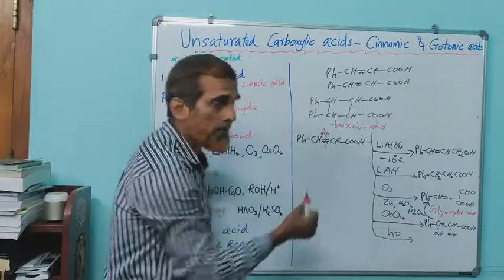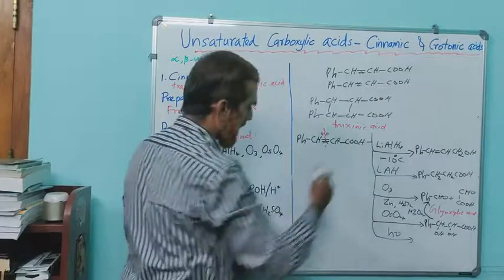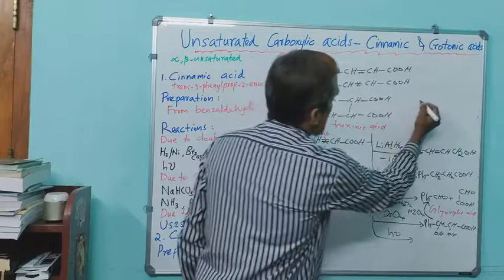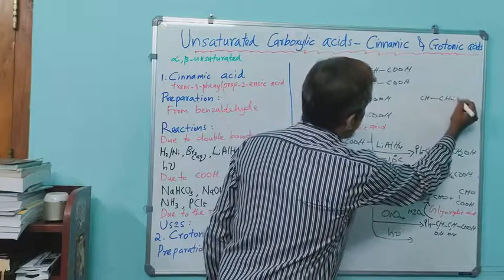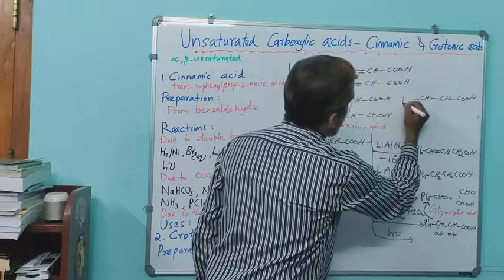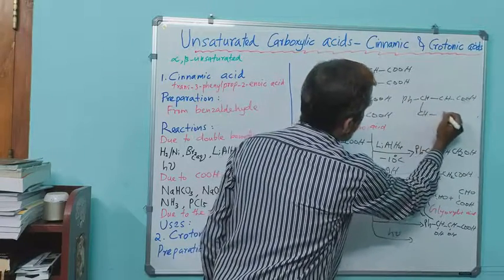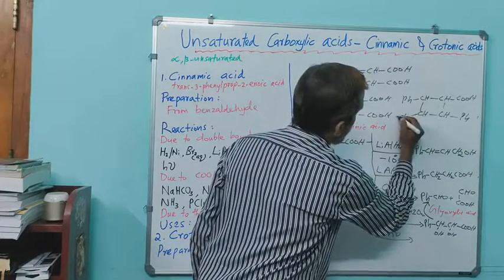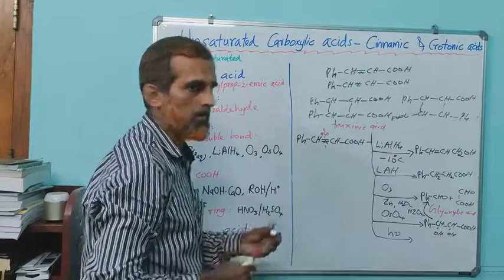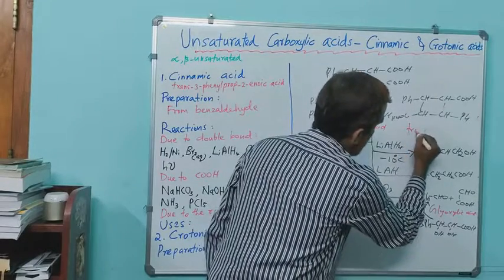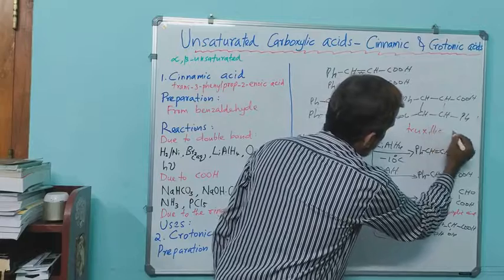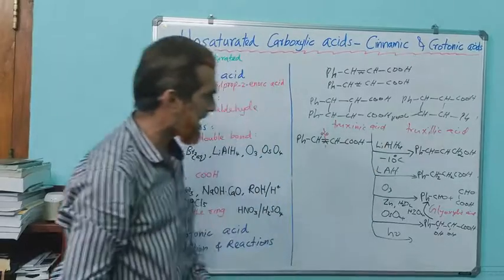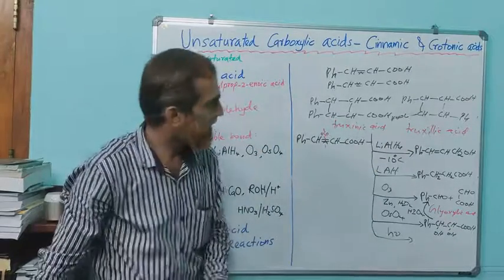Another possibility is that this molecule is reversed and undergoes addition. What will be the difference? It will be now like this. The difference will be that Ph will come over here and COOH will be here. This is commonly called truxillic acid. Truxillic acid. Okay. So two types of dimers are obtained by exposure to light.